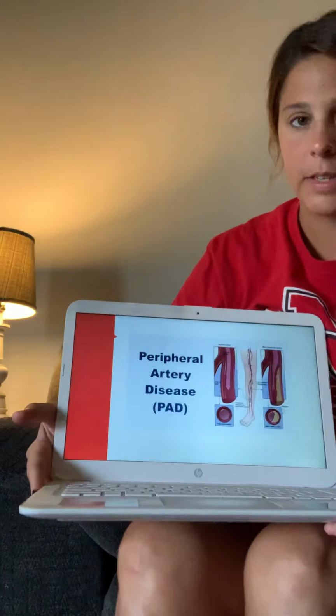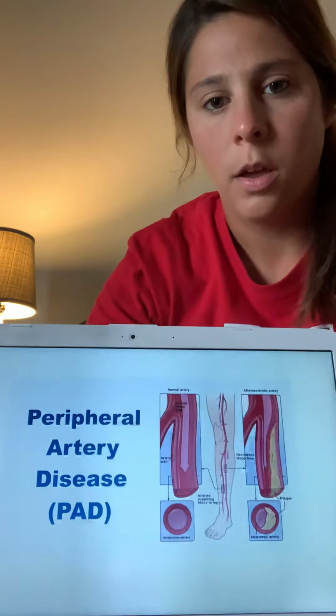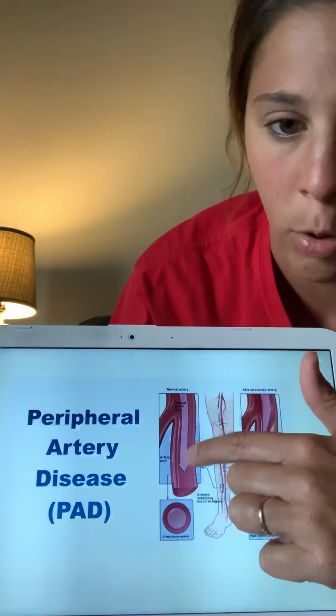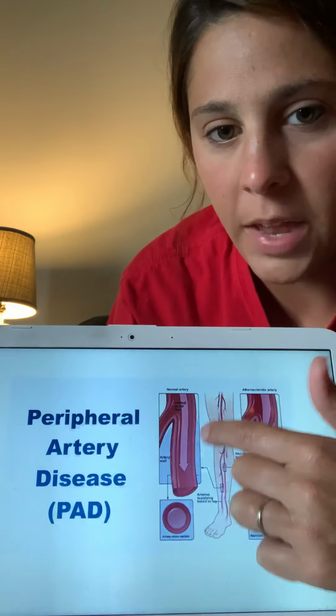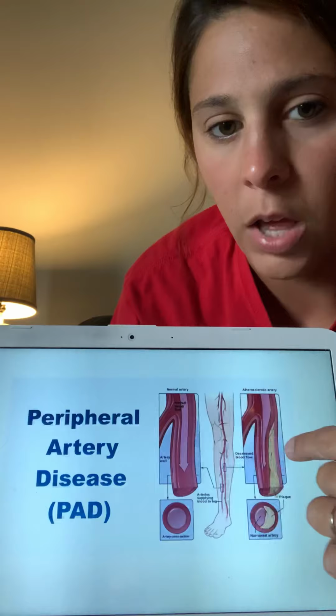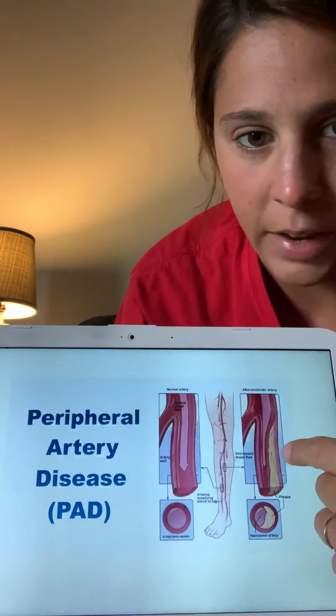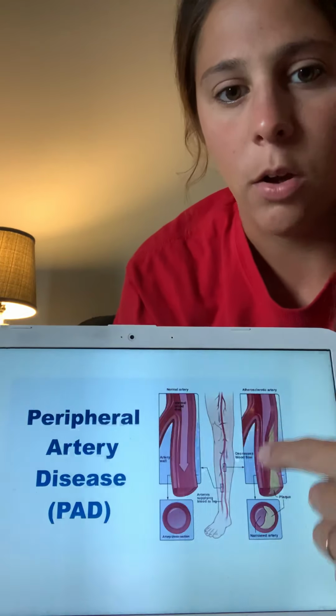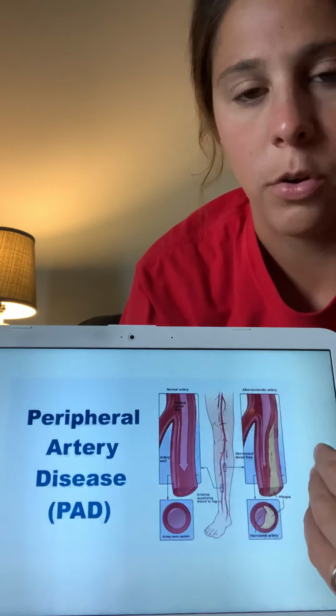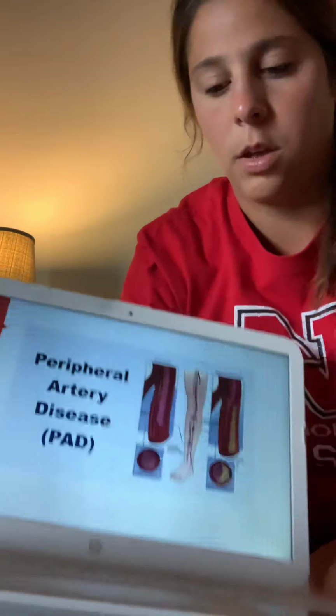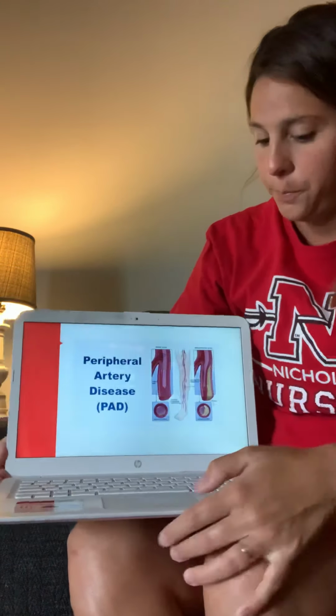And this is a picture. This right here is a normal vessel that has good blood flow, no clogging. And this one right here is when you have some plaque, and you can see how it constricts the blood flow. So it causes problems with blood getting where it needs to go.